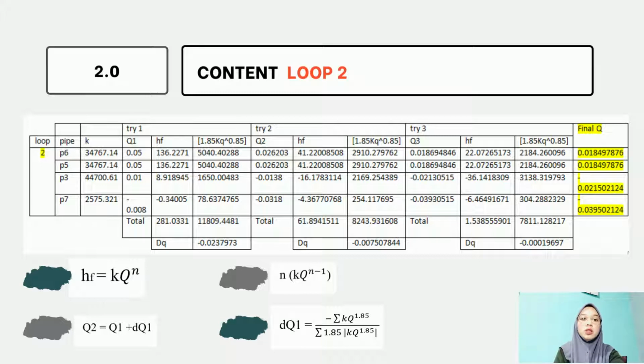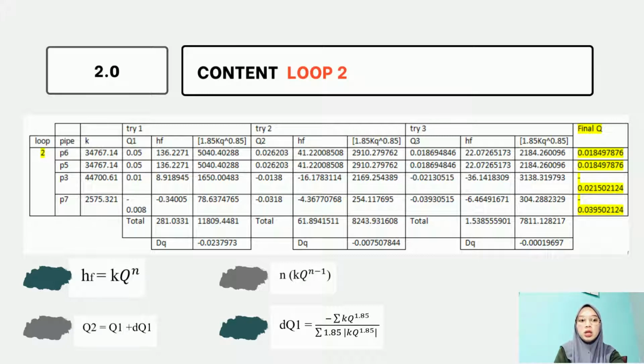Next, we go through the pipes. First, for the Q1, pipe 6 is 0.05, pipe 5 is 0.05, same as pipe 6, pipe 3 is 0.01, and pipe 7 is negative 0.008. Then Q2 comes from Q1 and it repeats until the correction total of DQ is reached.